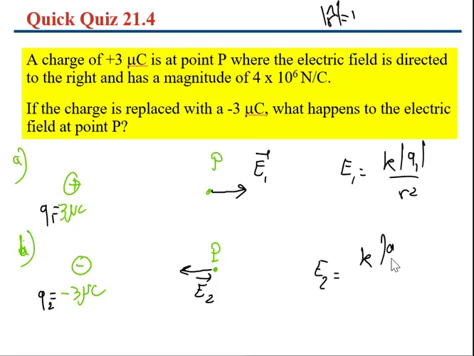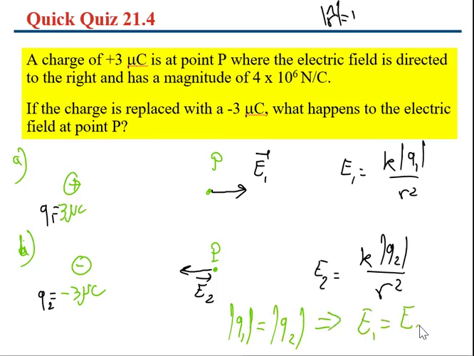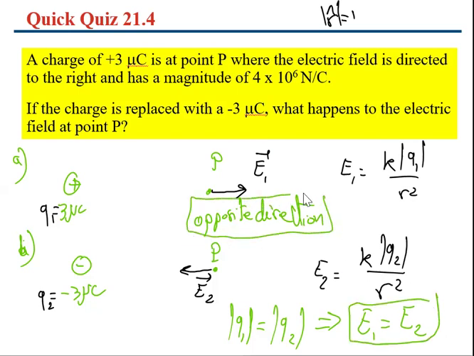It's k, absolute value of Q2 over R squared. We changed only the amount of charge Q1 and Q2, but Q1 in absolute value is equal to Q2. So the magnitude of E1 is equal to the magnitude of E2, but in the opposite direction, with the same magnitude. So this is what happened when we substitute the charge 3 microcoulomb by minus 3 microcoulomb.